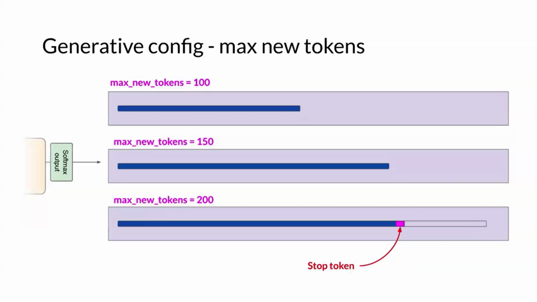So the first one is maximum new tokens. If I set this property, maximum new tokens, equal to 100, it will stop generating tokens after 100 tokens. If maximum new tokens is 150, then it will generate those 150 tokens. If the maximum limit I put is 200, same thing. This can be used if I want to restrict the output from my large language model to reduce my cost.